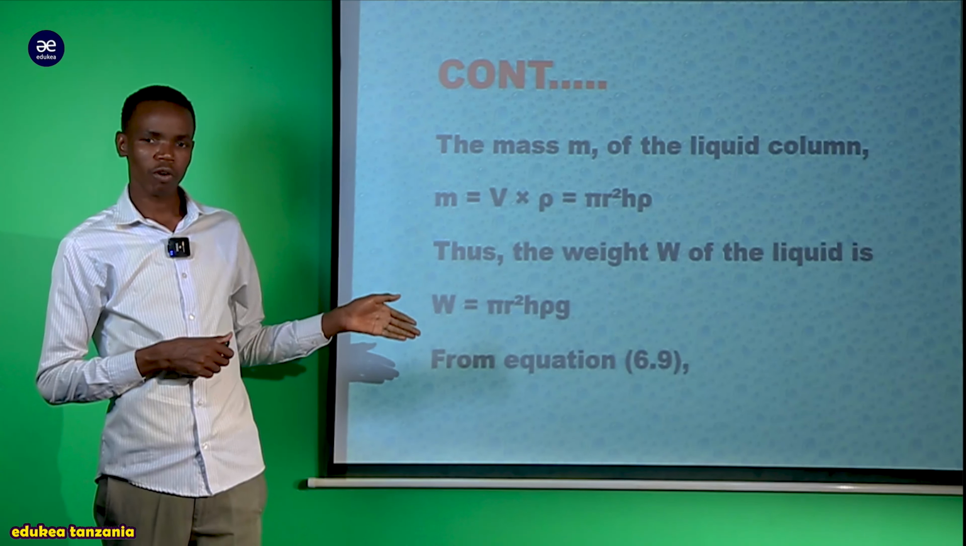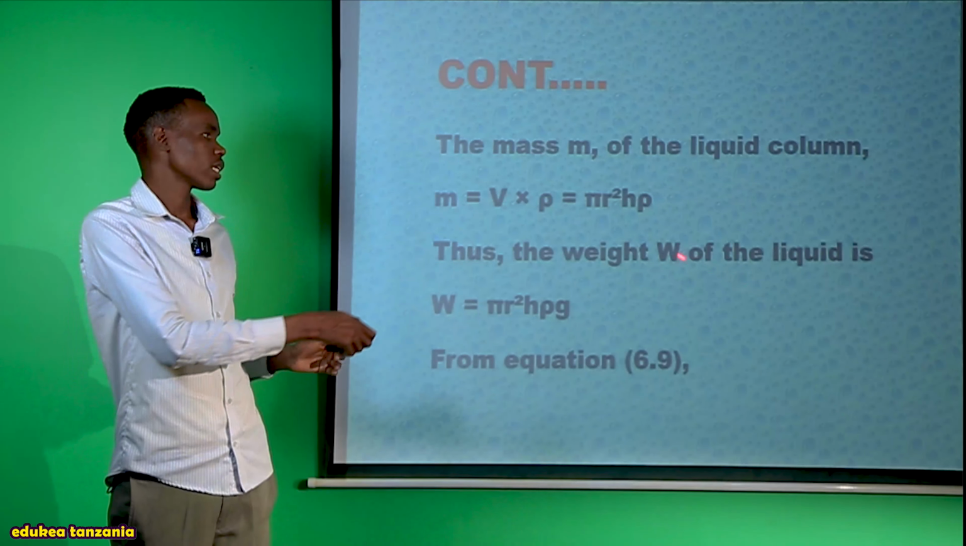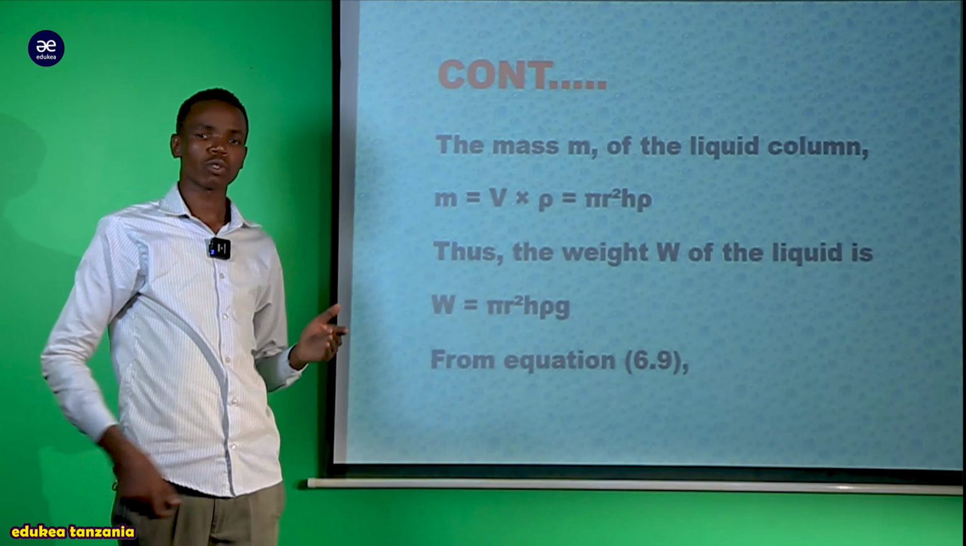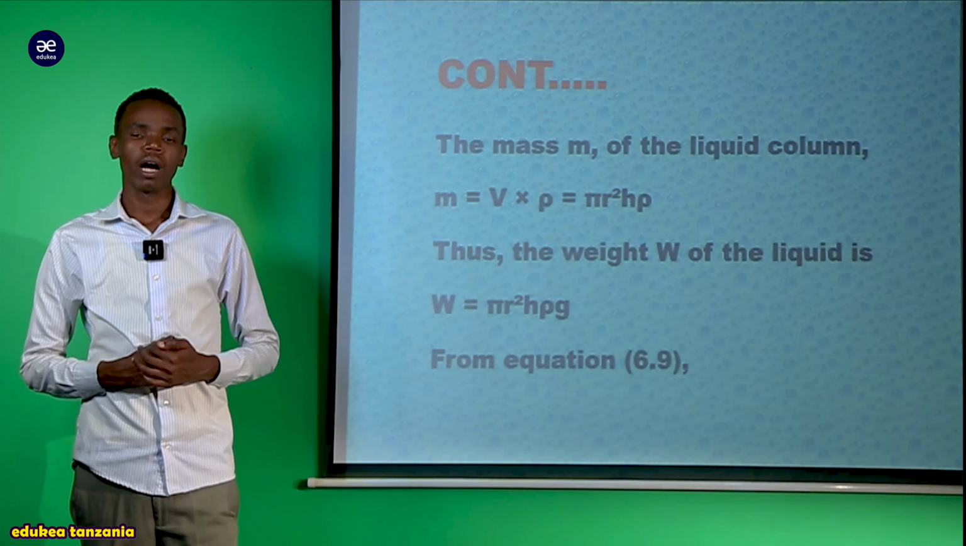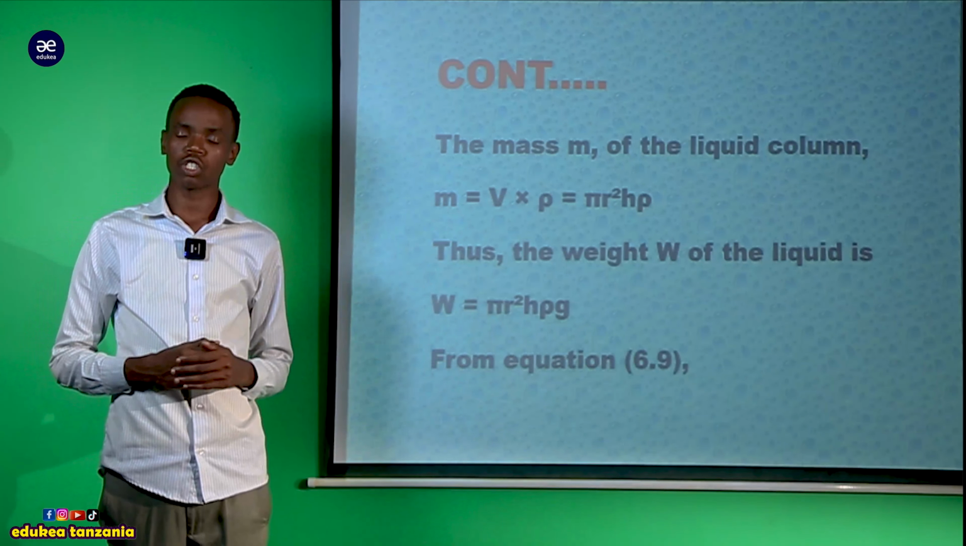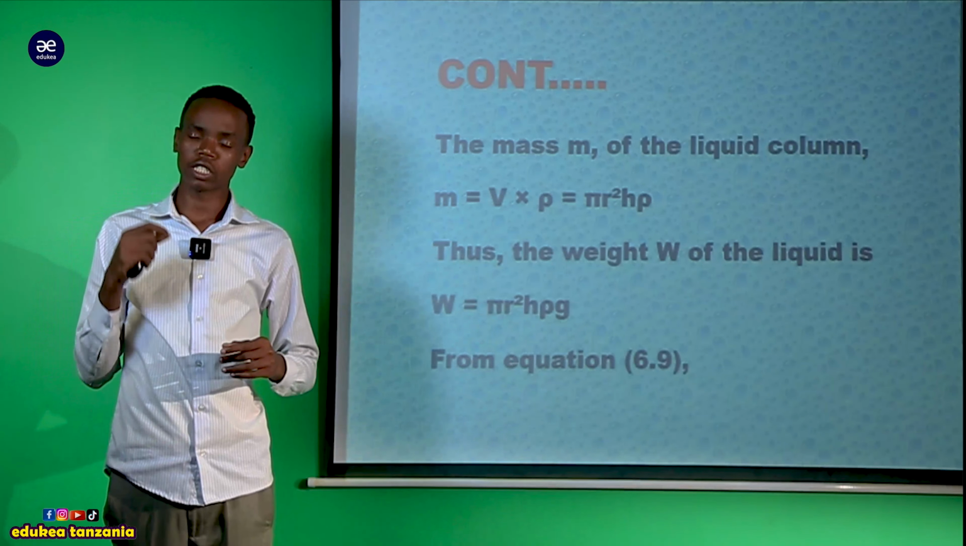But we have the value of the mass. Now let us take this value of the mass, which is equal to pi r square h times the density, and substitute it into the formula of the weight, which is equal to mg. If we substitute, we should obtain this formula: the weight of the liquid must be equal to pi r square h times the density times the acceleration due to gravity.